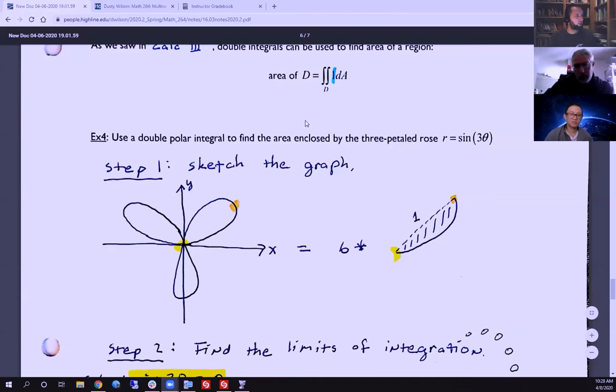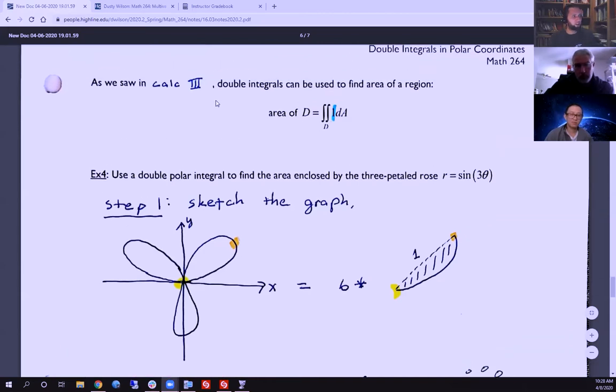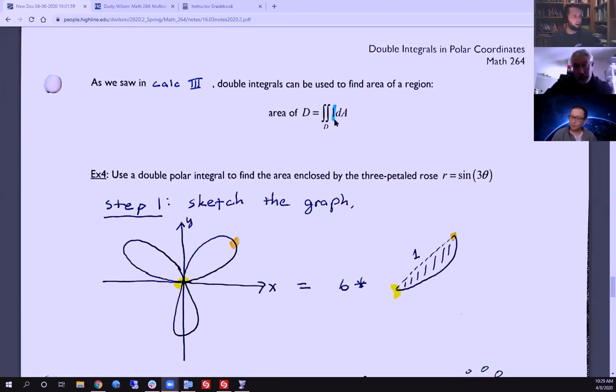So welcome back, everyone. Let's look at another example. So as we saw in Calc 3, double integrals can be used to find the area of a region. So when you do that, you want to have the integrand of 1. So if we say find an area, then you know that means you want your integrand to be 1. dA, if you ever see a double integral with a 1 dA, then you know we're looking for an area. So kind of you can look at it either way.